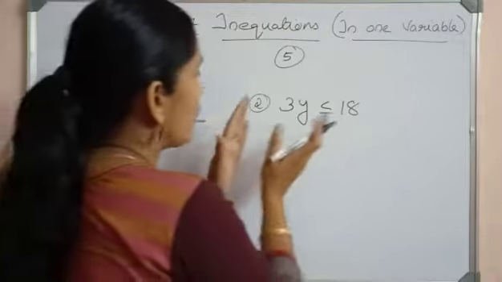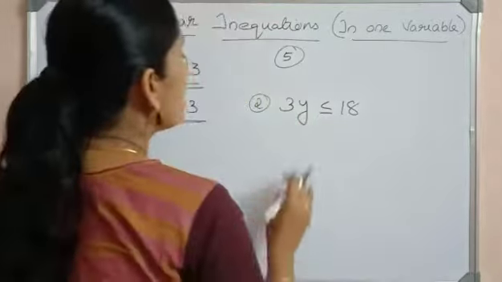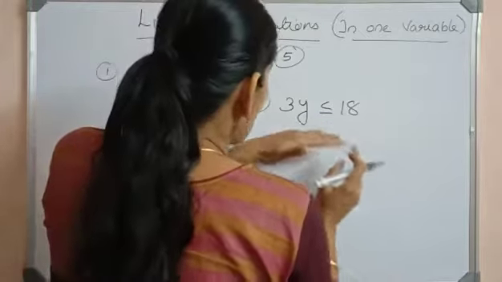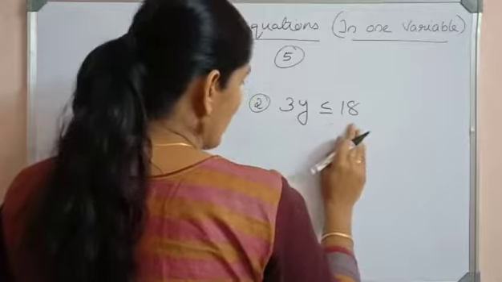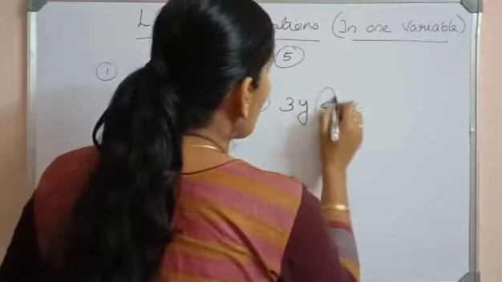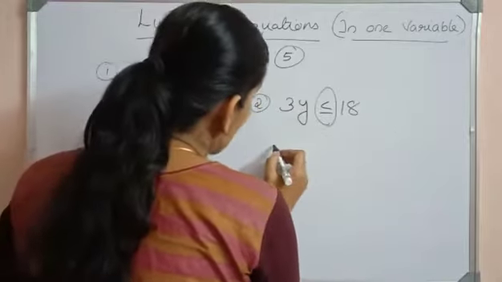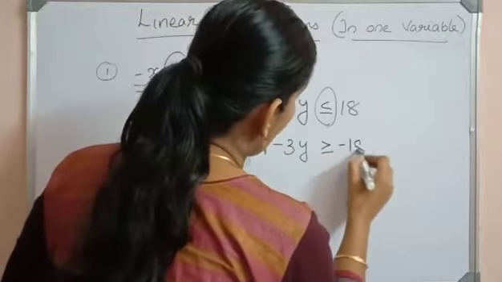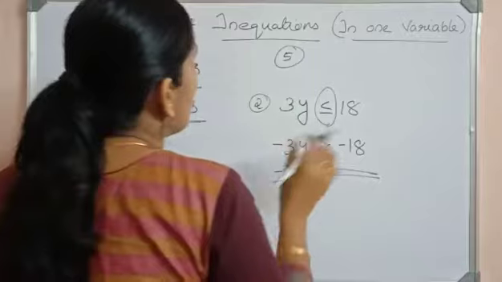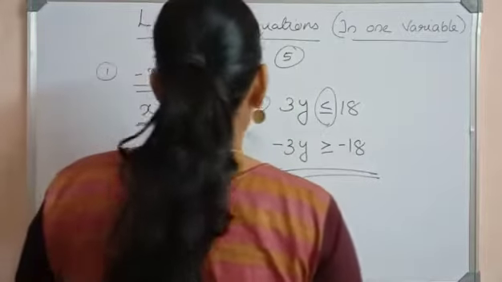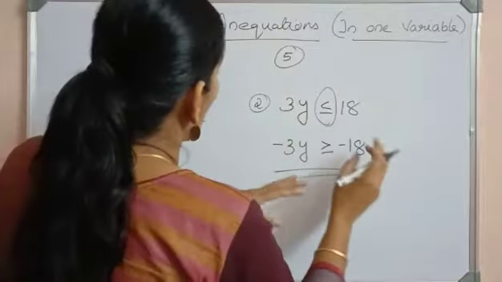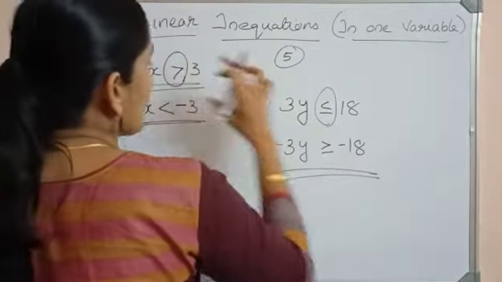In the same way, if you consider the other inequation, when you are changing the sign of both the terms of 3y less than or equal to 18, the sign of inequality reverses. That means it becomes minus 3y greater than or equal to minus 18. This is how the linear inequation changes. So remember that whenever you are changing the sign of both the sides of the inequation, the sign of inequality gets reversed.